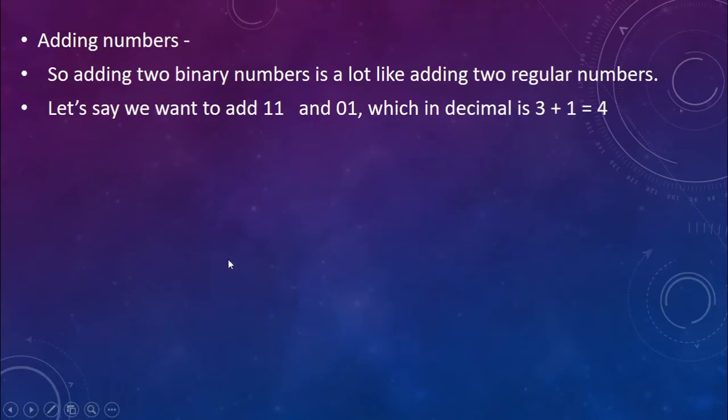So, what if we want to add numbers? Adding two binary numbers is a lot like adding two regular numbers. So, what if we want to add the numbers 1, 1 and 0, 1? If you remember back, 1, 1 is a 3 and 0, 1 is a 1. So 3 plus 1 is 4.